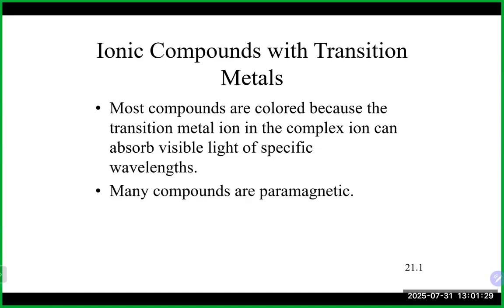Now, ionic compounds with transition metals, most compounds will have a colored species as a result of the transition metal and what light is being absorbed at a specific wavelength. Many compounds are paramagnetic. Paramagnetic means that you have unpaired electrons. Diamagnetic is they pair off each other, right? So we have unpaired electrons a lot of times in this.